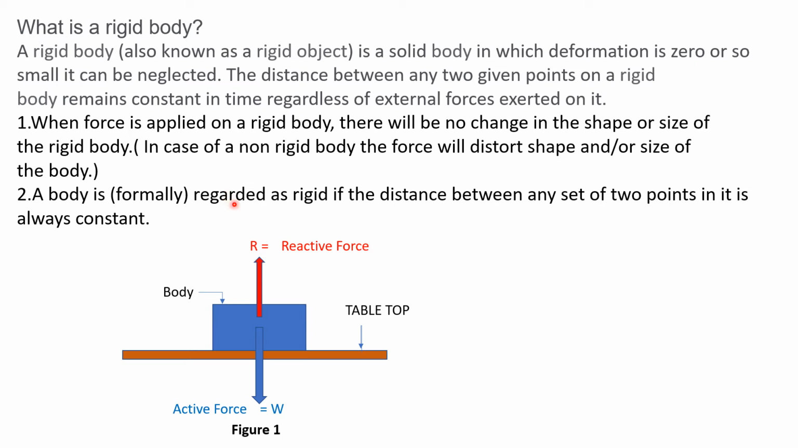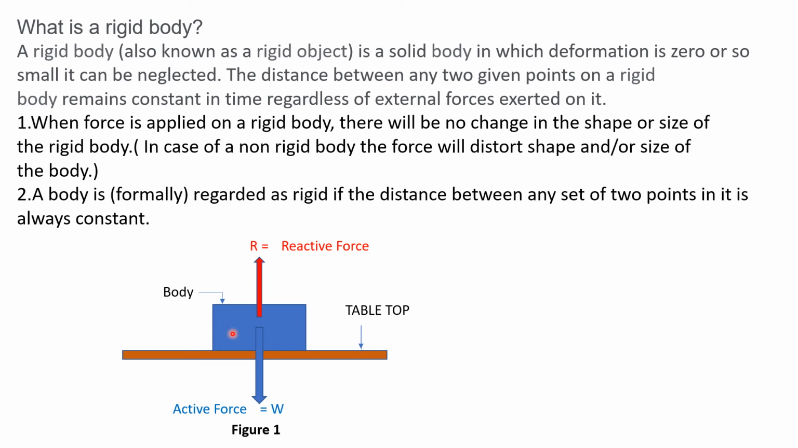So now suppose this is a body which is kept here on a tabletop. The weight of the body W will act downward, which is the active force, and this table can give a reactive force R upward. Now suppose this body which is kept on the table is very small, say a wooden cube.